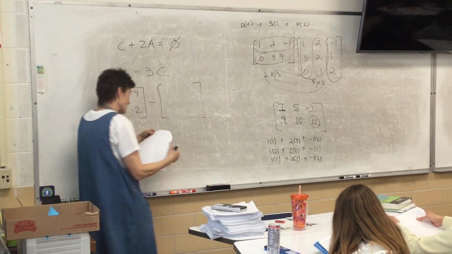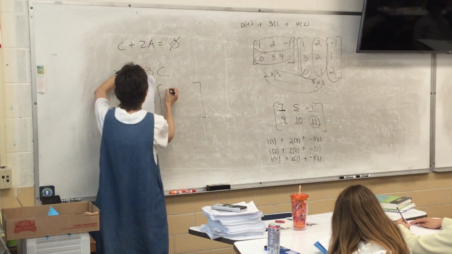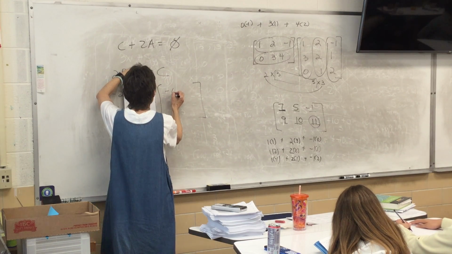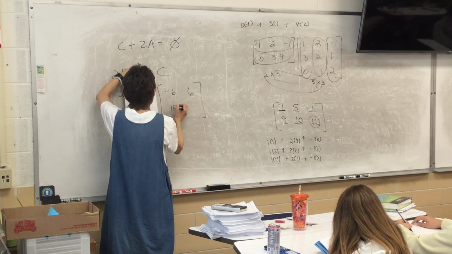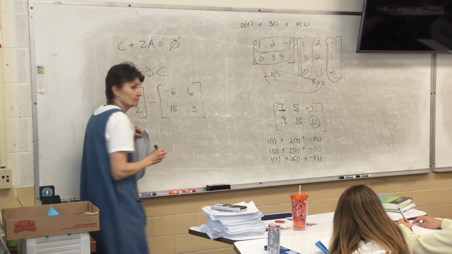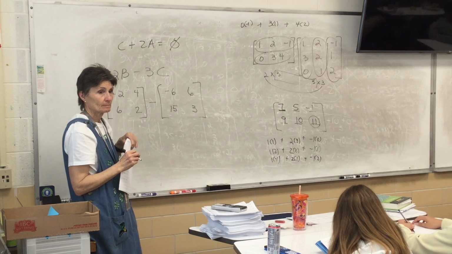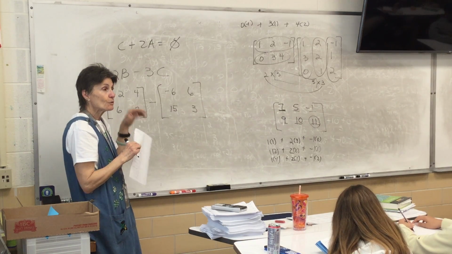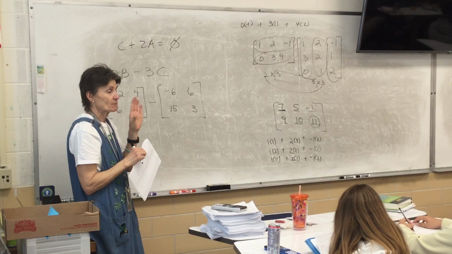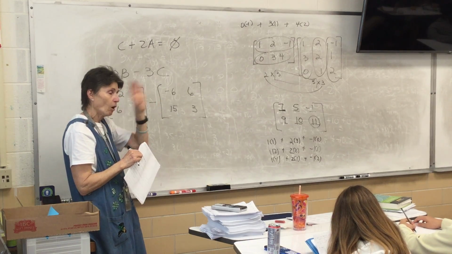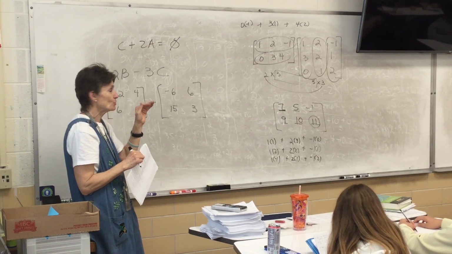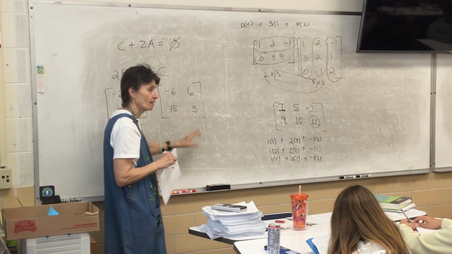What's 3 times C? 3 times C will be negative 6, 6, 15, 3. You can multiply any matrix by any number. There aren't any rules for that. So you can always multiply by a number. You just multiply everything by that number.